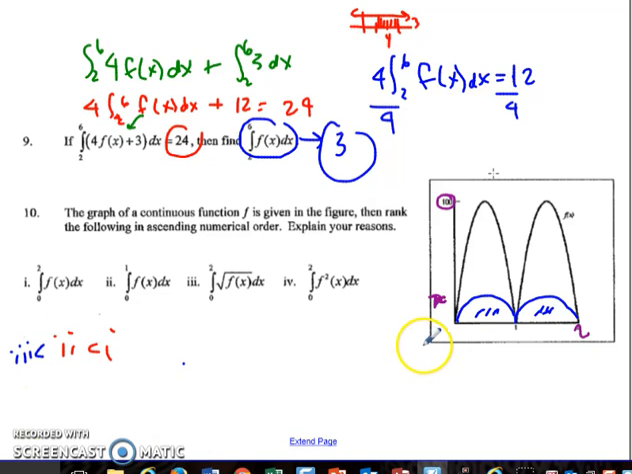And then for part 4, you're talking about f squared. So you have to go way up to 10,000 and back down and do that twice. So that is clearly going to be the largest of the bunch.